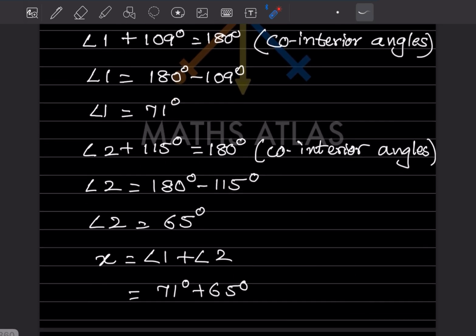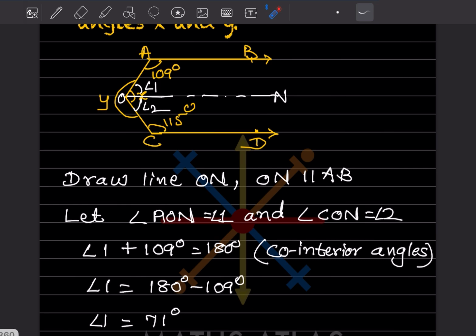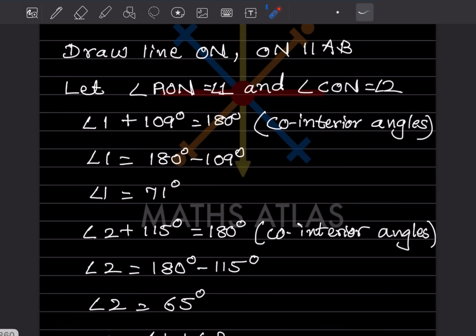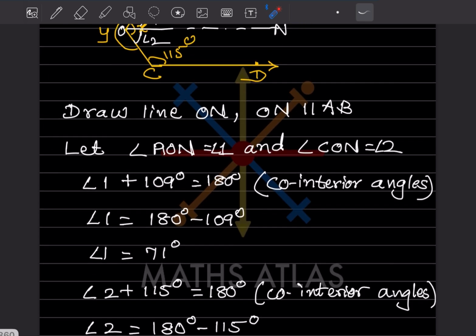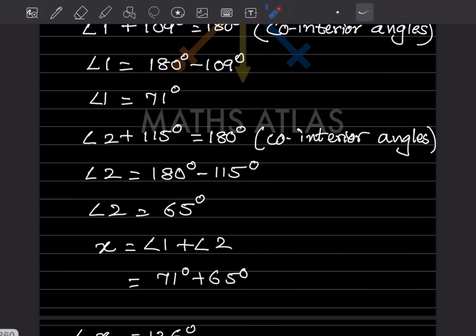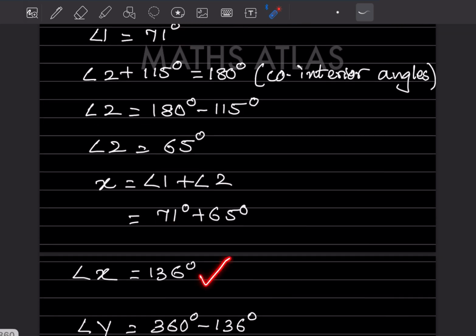So which is angle x? This whole angle is going to be angle 1 plus angle 2. Hope you got this, this x is for both of them. So we add both angles, angle 1 plus angle 2, that is 71 plus 65. So angle x is going to be 136 degrees.